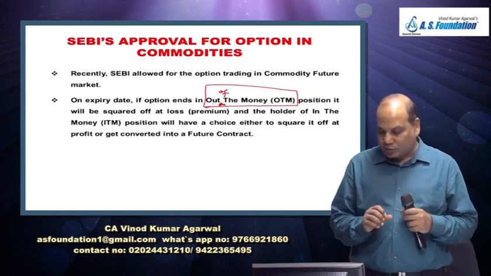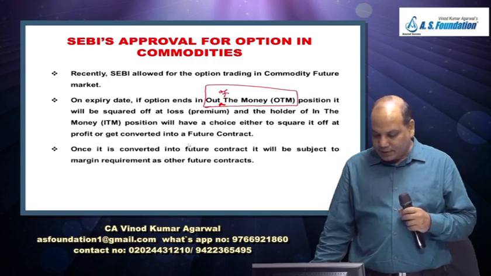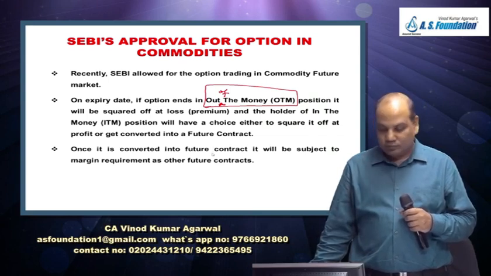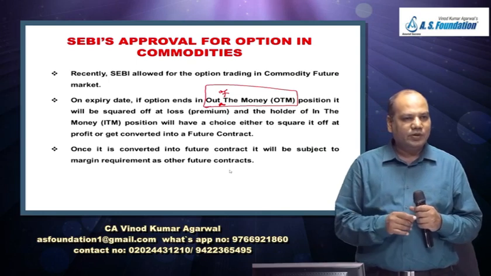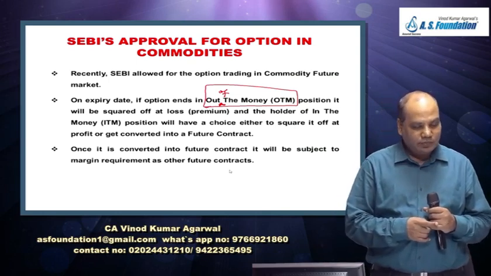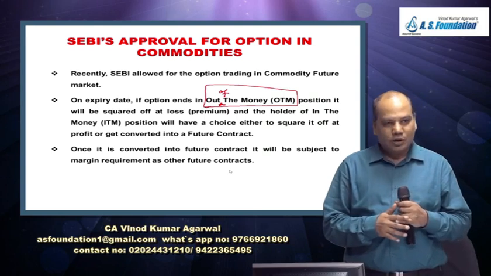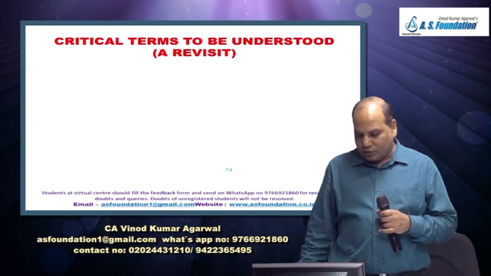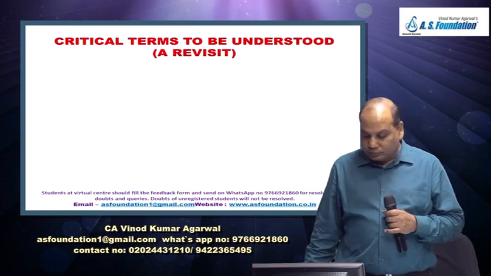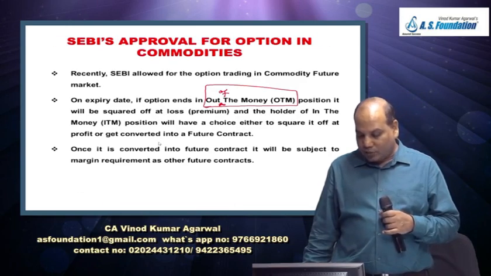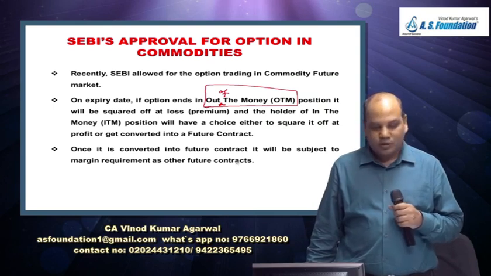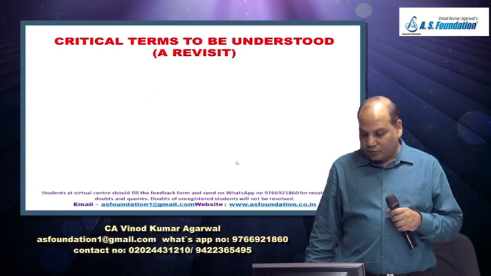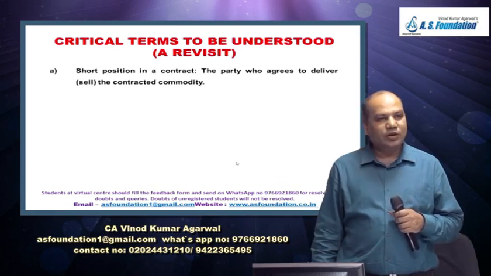Is it right? This is the current position. Once it is converted into a future contract, it will be subject to margin requirement as any other future contract. Margin requirement we have discussed in the earlier chapter. So right now option trading is also allowed, and like any other option you can do the trading here also. But in case of commodity, if you are making profit, either you take the profit or you get it converted into a future contract. And then if it is a future contract, all margin requirements will apply.